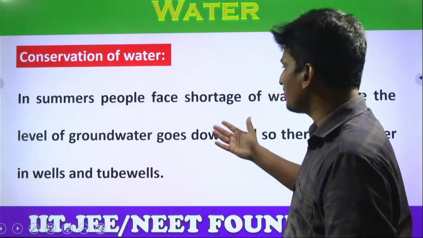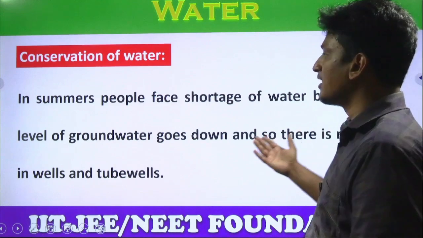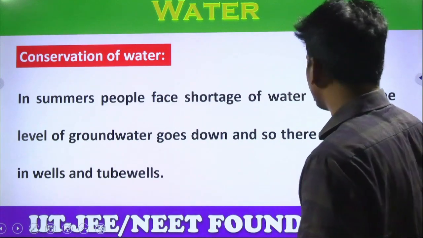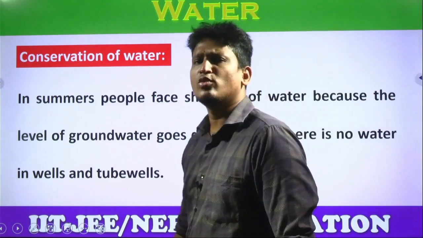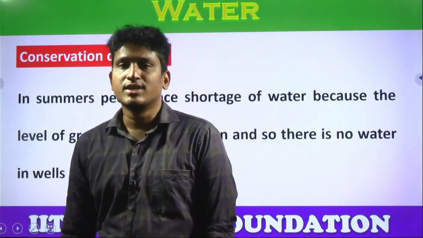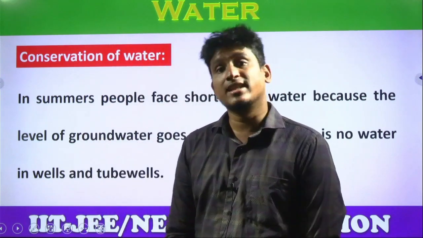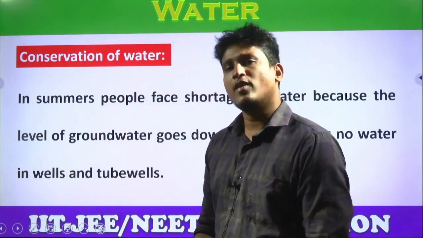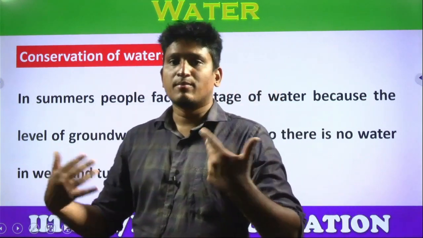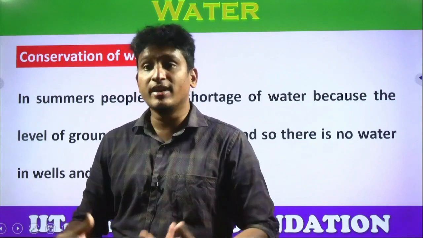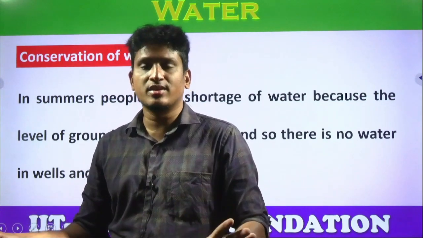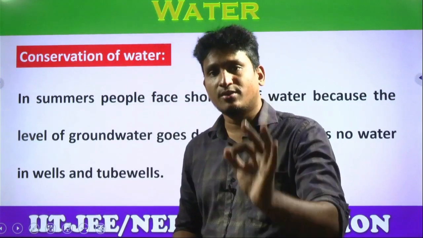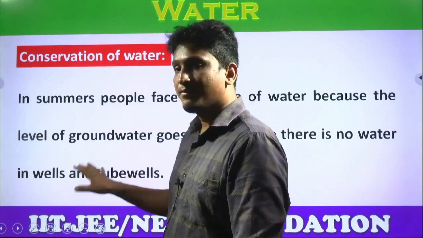In summers, people face shortage of water because the level of groundwater goes down, and so there is no water in the wells and tubewells. Mostly in the areas near the desert, like Rajasthan in India, they face shortage of water. Yes or no? Why? Less rainfall, and more usage than even in normal areas, students. In summer times, we see the shortage of water. So definitely we need to conserve water.